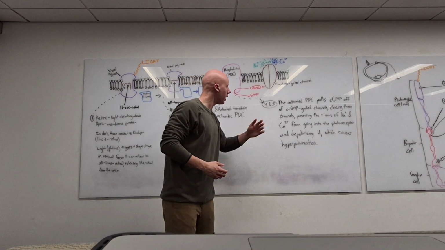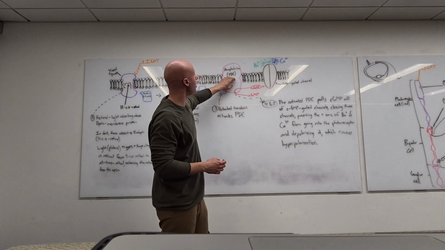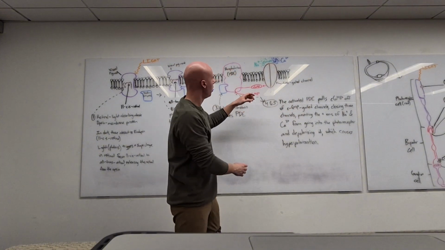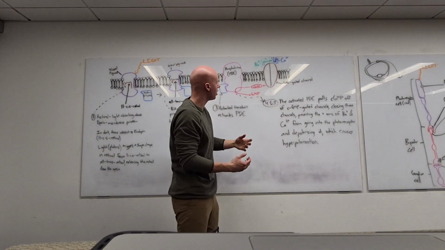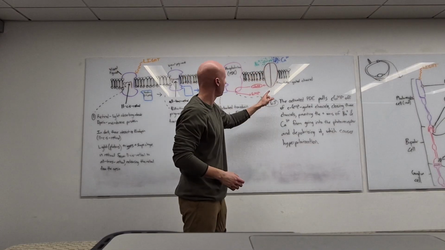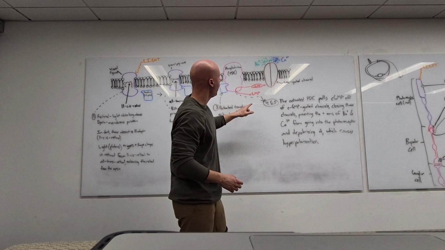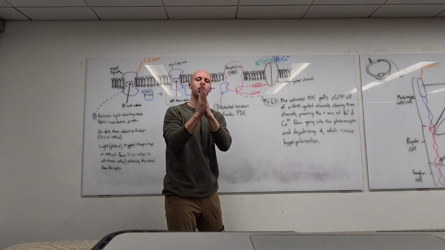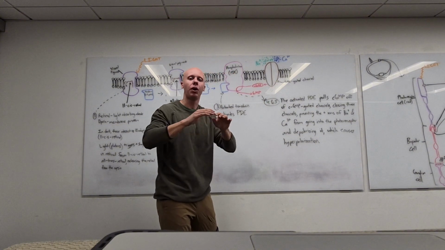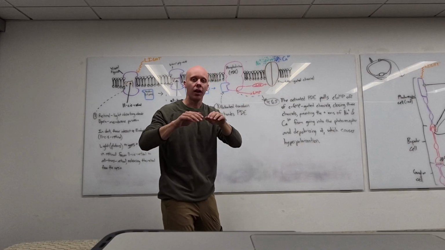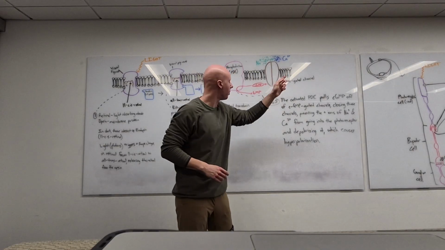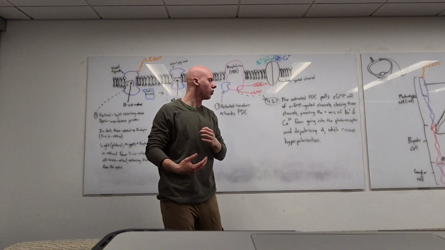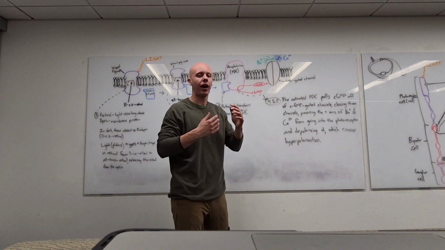Then steps 4 and 5 is when the activated PDE is going to pull cGMP off of these guys, which are called cGMP gated channels. So it's going to pull this off of that. And when that happens, it causes the cGMP gated channels to close shut, preventing positive sodium ions and positive calcium ions from coming into the photoreceptor and depolarizing it. This is going to cause hyperpolarization.